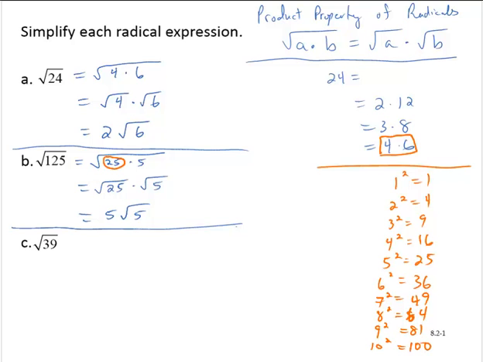Exercise C, I've got the square root of 39. 39, let's see. 39 is 1 times 39, but again, that's kind of boring. It's 3 times 13, and that's the only other factorization besides 1 times 39. So there's no way that I can factor 39 involving perfect squares. So we would say that this is simplified.